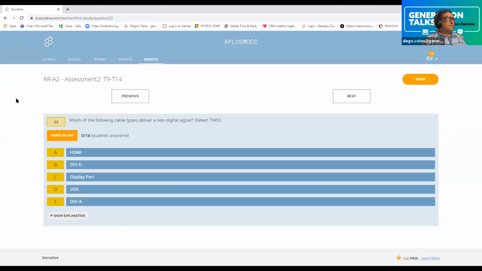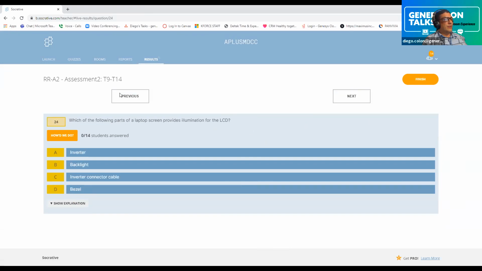Muhaba. Which of the following cable types deliver a digital signal? Select two. VGA and DVI-A. Let's see. Does everybody agree with you? Apparently they do. That is correct. VGA is one of them, and DVI-A is the other one from the list that we were given. Thank you very much, Muhammad. Next one, Shiloh.